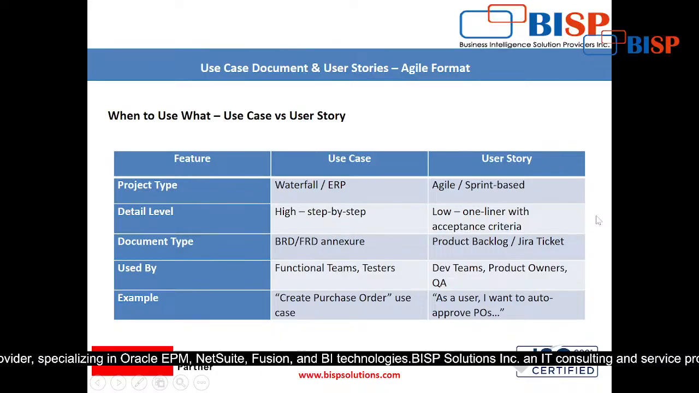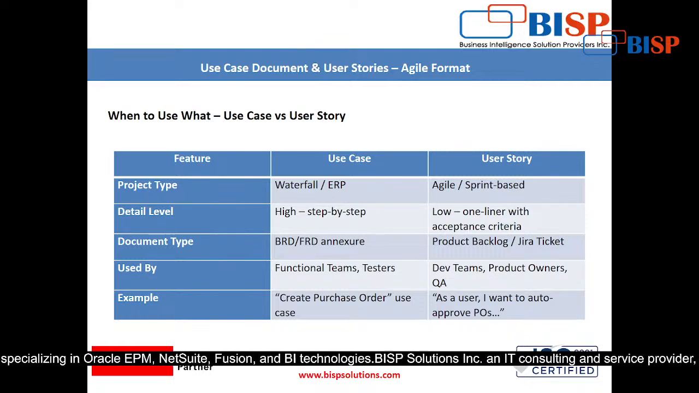Use case is used by the functional team and the testers, and user story is used by development teams, product owner and QA. The reason is that a user story defines how things will flow, and a use case is just the task that needs to be performed. Then the example: create purchase order is a use case. As a user, I want to auto approve purchase order. That is called a user story.